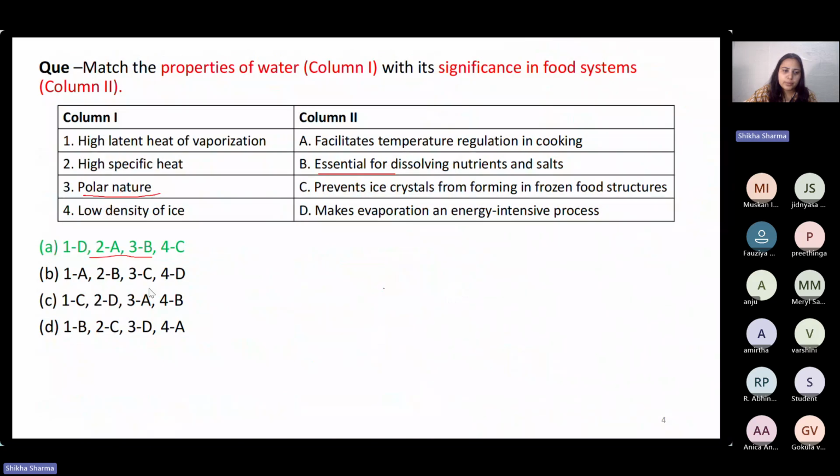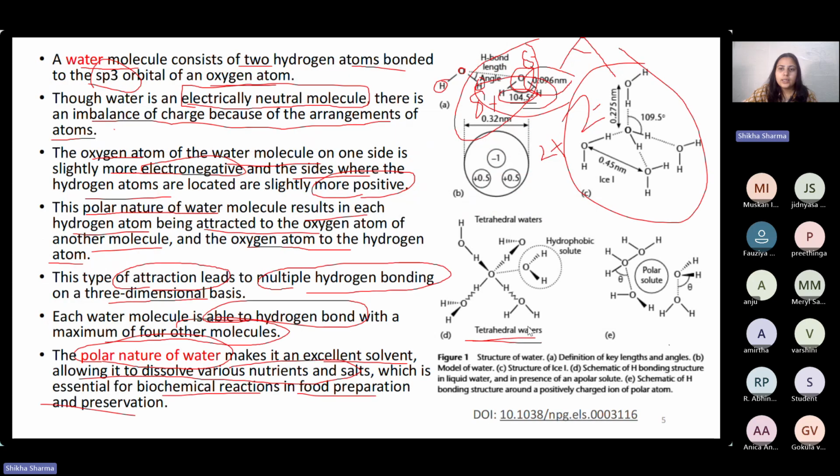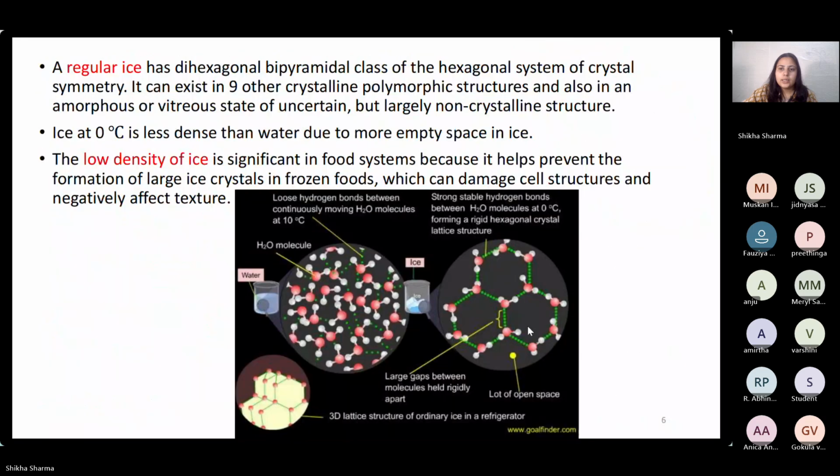So basically, 3 is related to B, which is this polar nature of the water molecule. It helps make it a universal solvent, in which different nutrients and different salts can mix in the water, and that's why it's a universal solvent. Now let's see the ice.